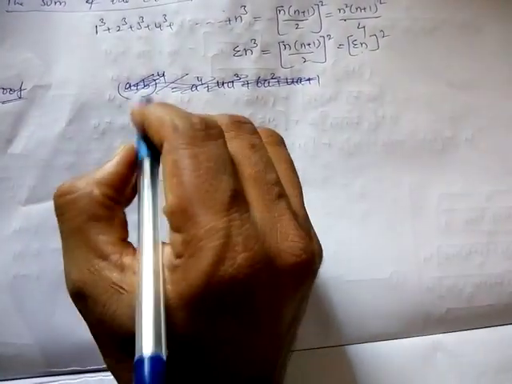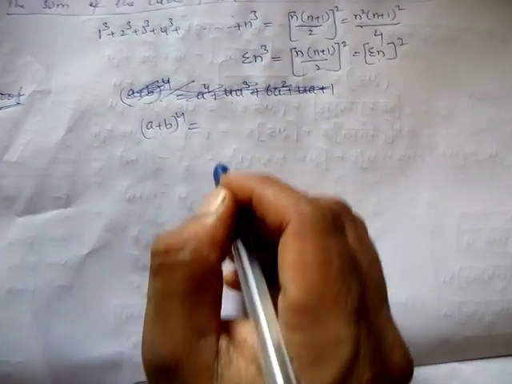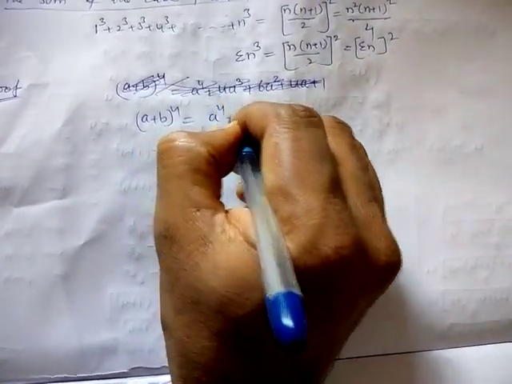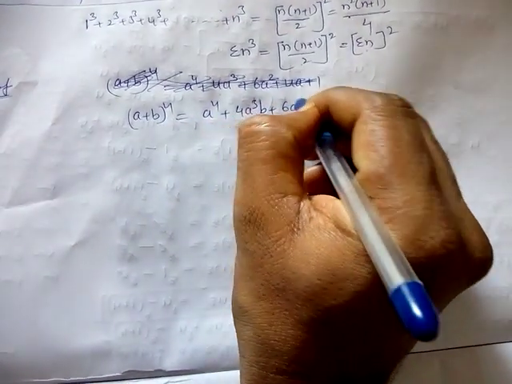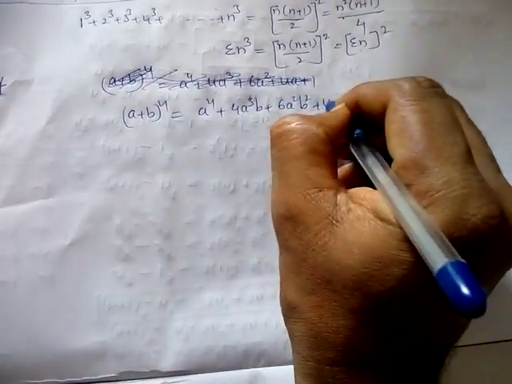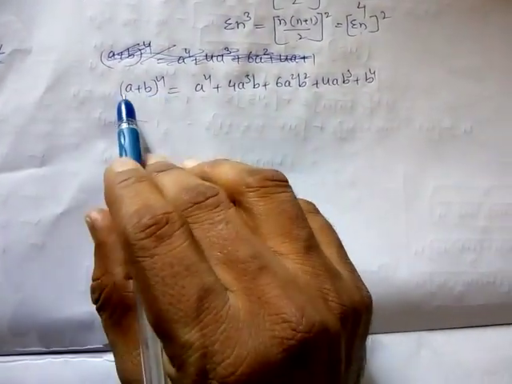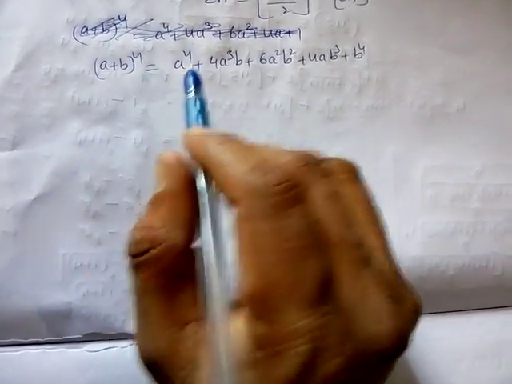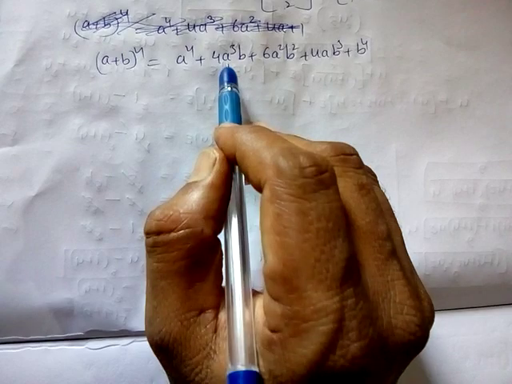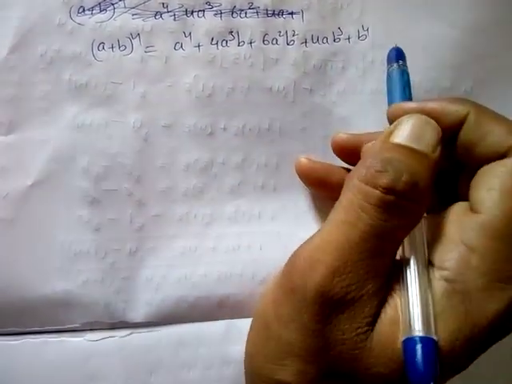So first we have to learn one formula, (a + b) whole to the power of 4. (a + b) to the power of 4 is equal to a to the power of 4 plus 4 a cube b plus 6 a square b square plus 4 a b cube plus b to the power of 4. That is the formula. How to get (a + b) to the power of 4? Multiply (a + b) whole cube into (a + b), then you get a to the power of 4 plus 4 a cube b plus 6 a square b square plus 4 a b cube plus b to the power of 4.